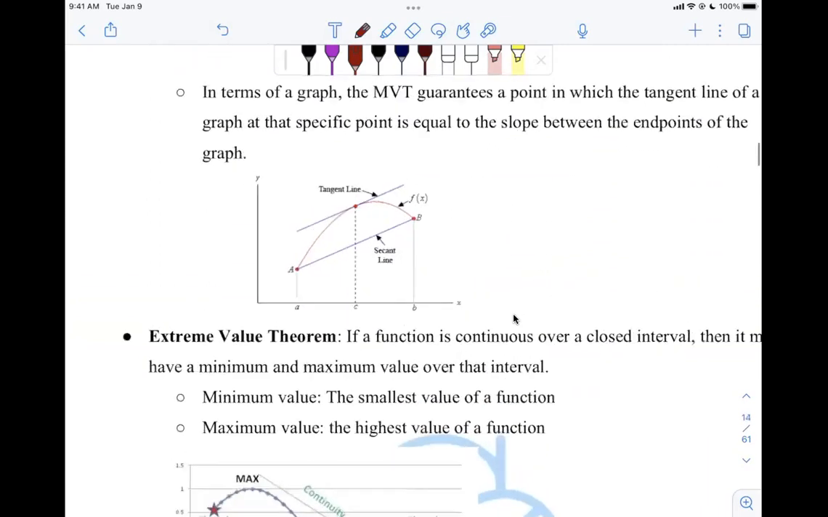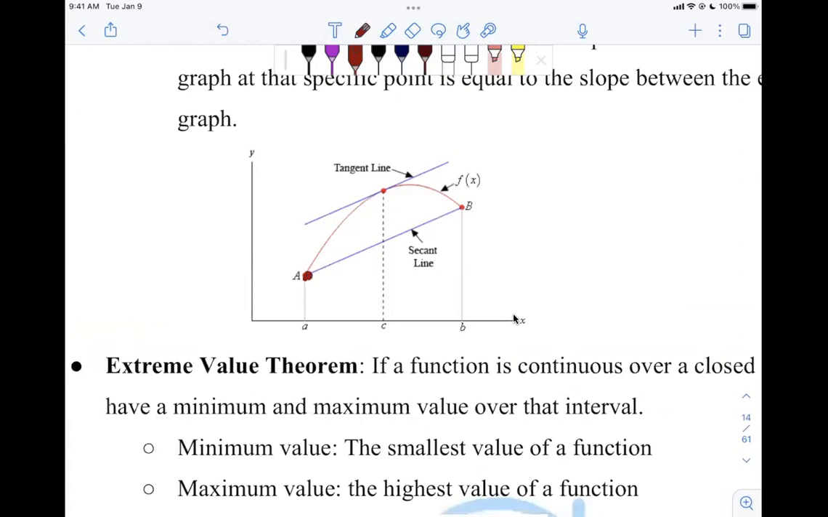Here's the image we had for the mean value theorem. So if we have 2 points, here's the line connecting them. And then we're saying there's some point where the tangent line has the same slope, so it's parallel to the secant line.